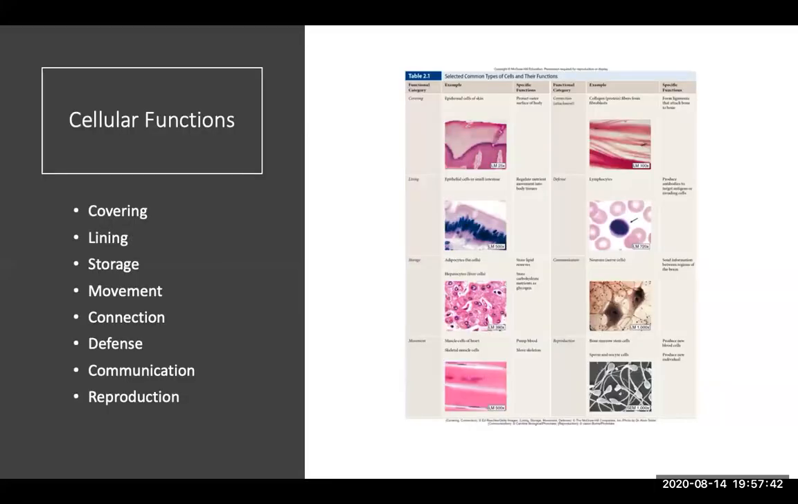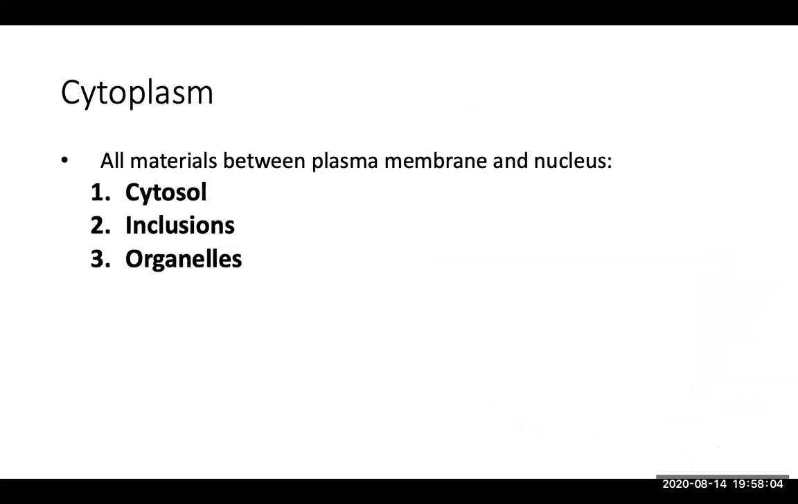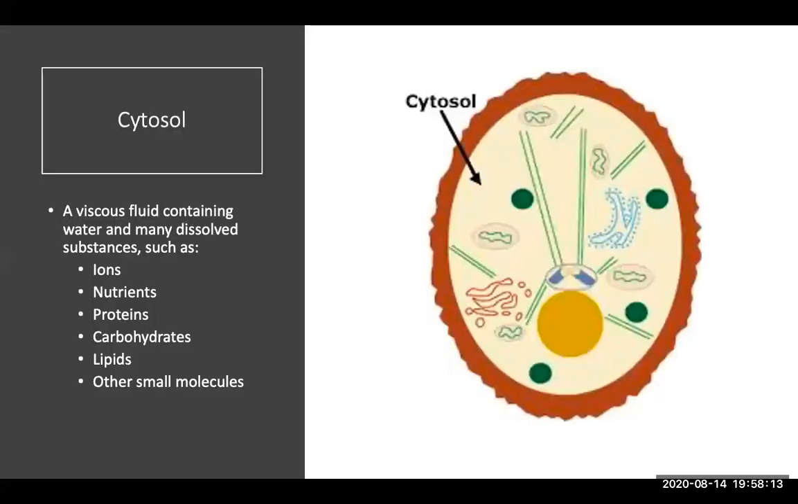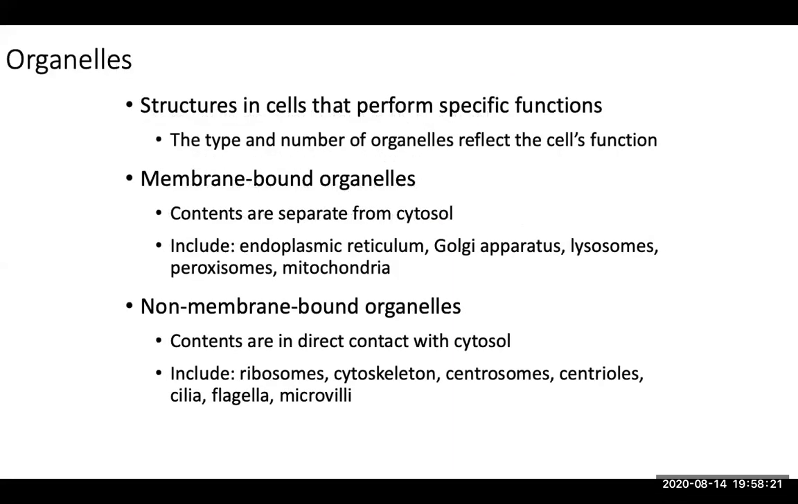Cellular functions: if we start talking about cells, these are all functions of cells. They can cover, line, store things, and move. They serve as a connection, defense, communication, and reproduction. This is a prototypical cell having a plasma membrane, the outer barrier, the cytoplasm, and then the nucleus, the control center. The cytoplasm is all materials between the plasma membrane and the nucleus, and it includes those structures listed. The cytosol is a viscous fluid containing water and many of the dissolved substances which are listed there. This goes through some of what those are.